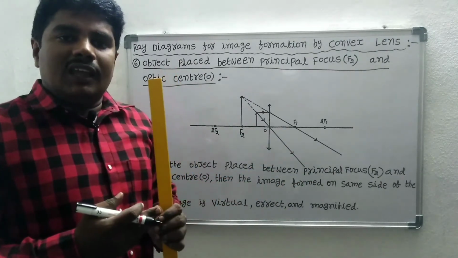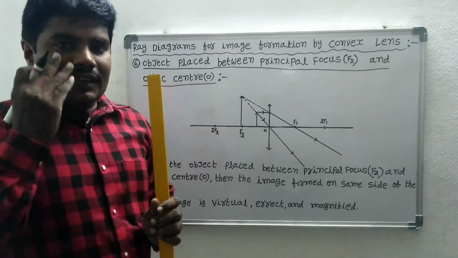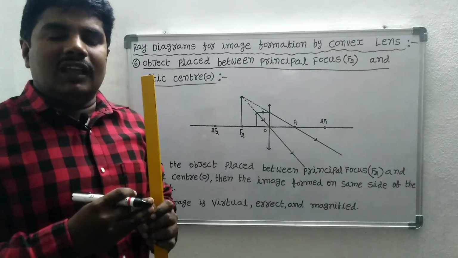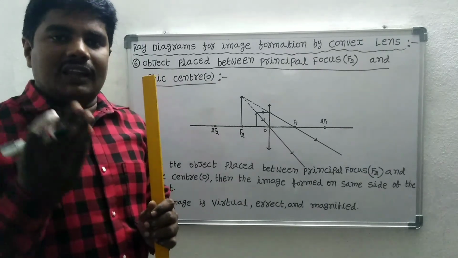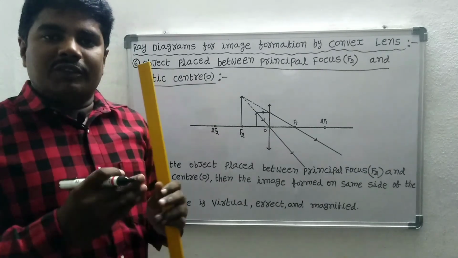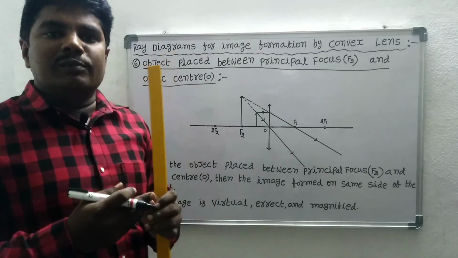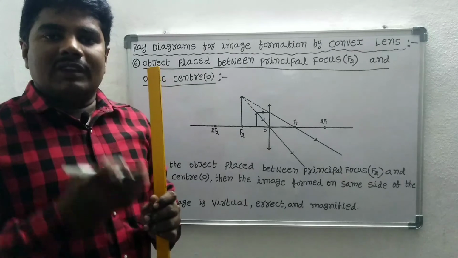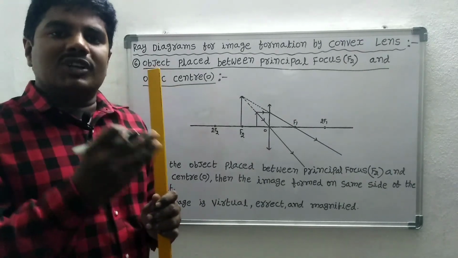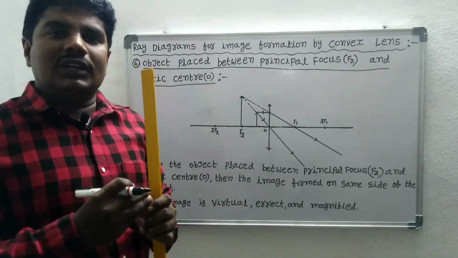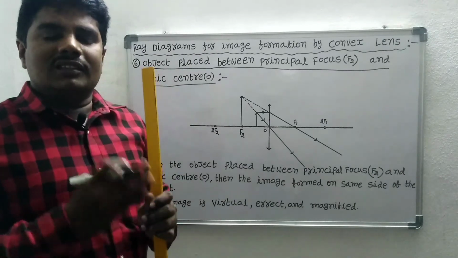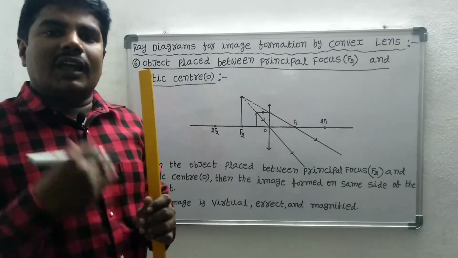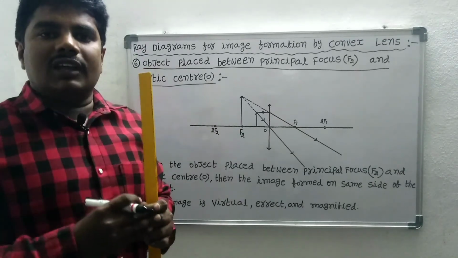We can see virtual images directly with our eyes, but we cannot see real images directly with our eyes. If we want to see the real images, we have to keep a screen. When the real image is captured on the screen, then only we can see the real images. But the virtual images are directly viewed with our eyes.